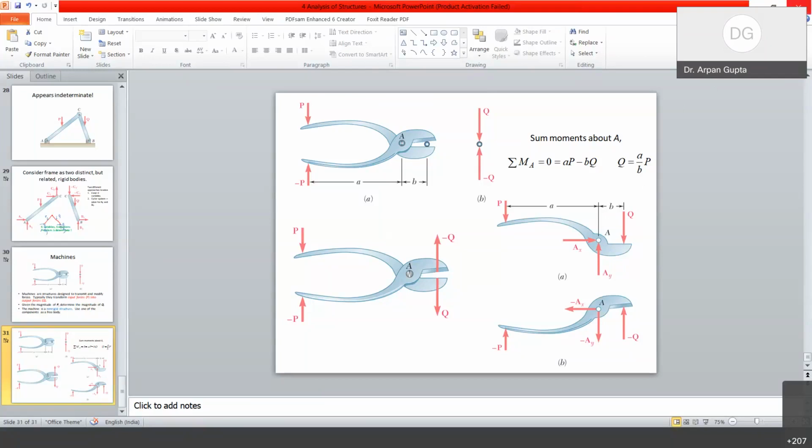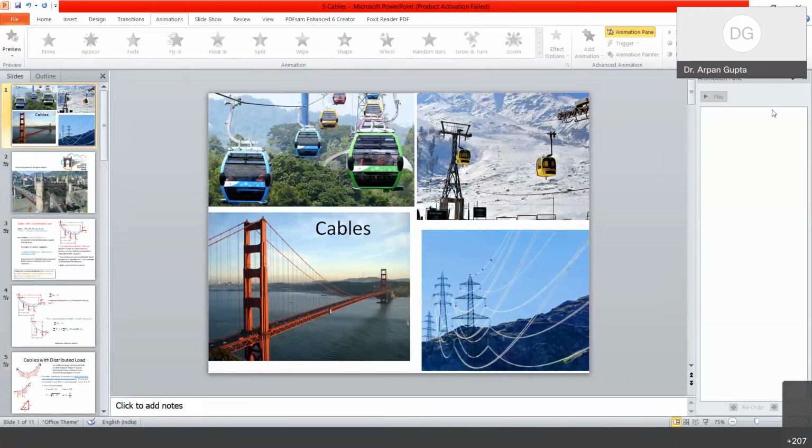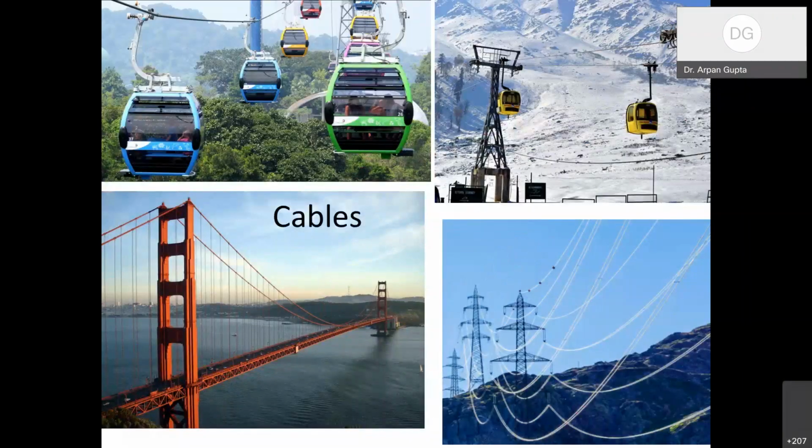And now we will start the topic for today, which is cables. Okay, so can you see the screen, cables? Yes, sir. We can see the screen. Okay, thank you.